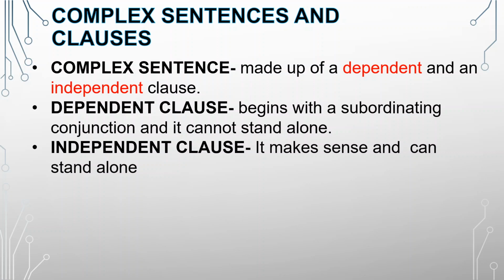independent clause. So what are these clauses, by the way? When we talk about dependent clause, it begins with a subordinating conjunction. For example, if, while, because, after, although, none, nevertheless, something like that.